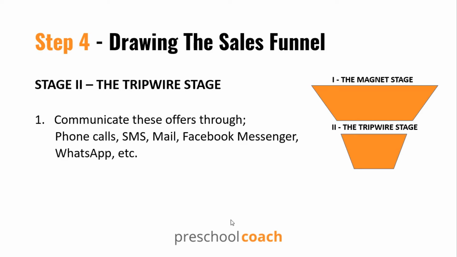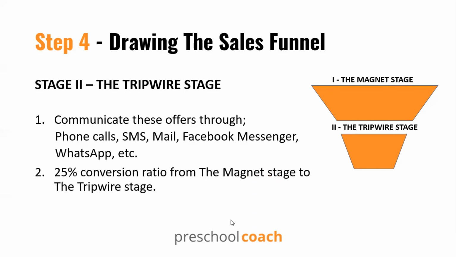Now let's consider we have a conversion ratio of 25%, and thus out of 100 leads collected under the magnet stage, we were able to convert a minimum of 25 leads by making them register into one of the low ticket programs offered by your preschool. This is how you are now one step down in your sales funnel. From 100 leads, you have now filtered these leads to 25 leads who have already bought a small service from you.